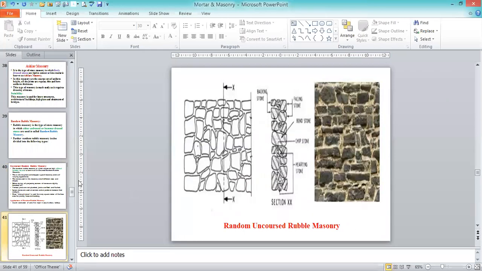We can see in the picture the different directions, lengthwise and widthwise, in which the stones are kept with the mortar, and we are going to complete the entire course, the entire length and width of the wall. This is going to be called random uncoursed rubble masonry.